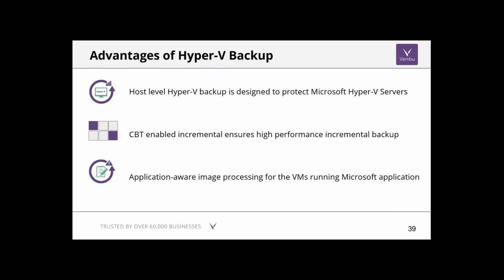And in terms of Hyper-V backup, we offer host level Hyper-V backup where you have to install the Vembu VMBackup proxy on the Hyper-V host. You need not install the agent on each virtual machine. All you need to do is install the host agent, I mean the proxy, on the host, and it backs up all those VMs listed on that particular Hyper-V server. In case you have a Microsoft Hyper-V cluster, you need to install the agent on each host, and you have to back up all those VMs from the Hyper-V host.